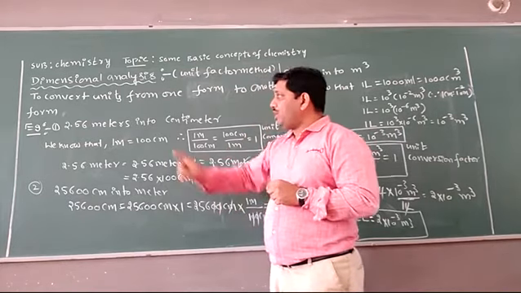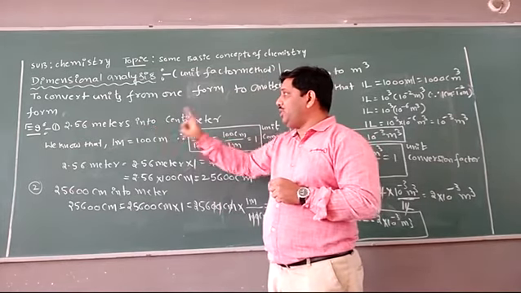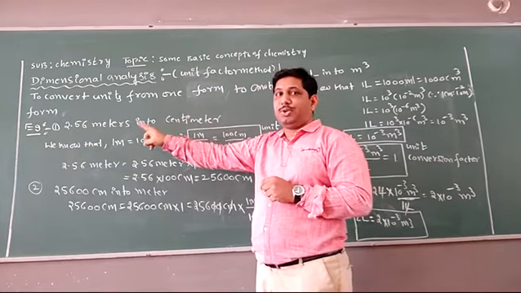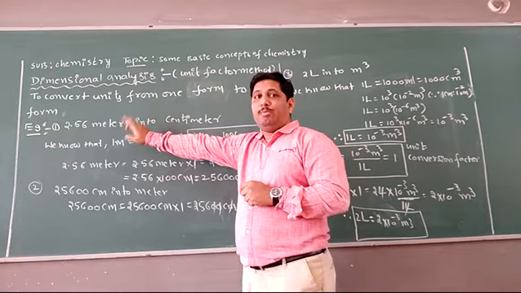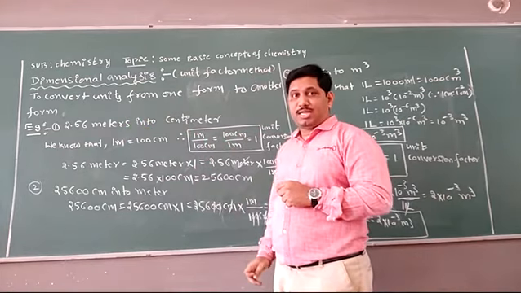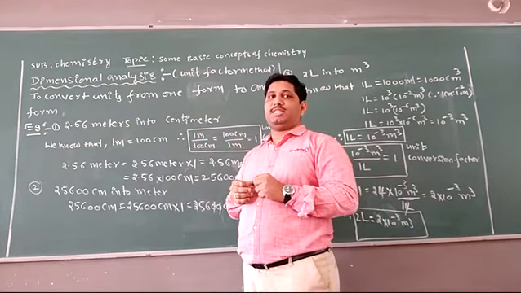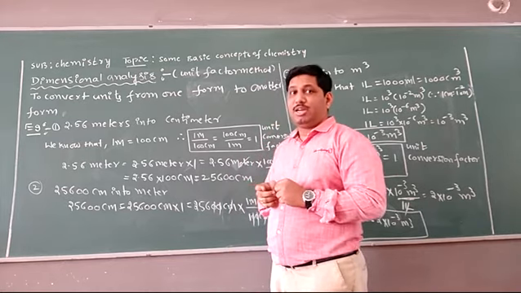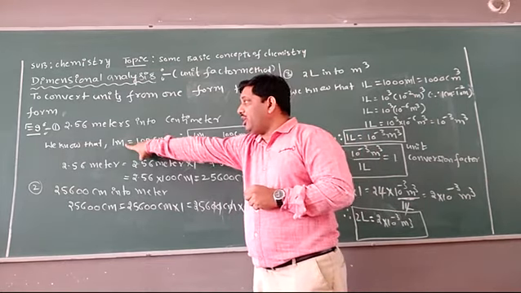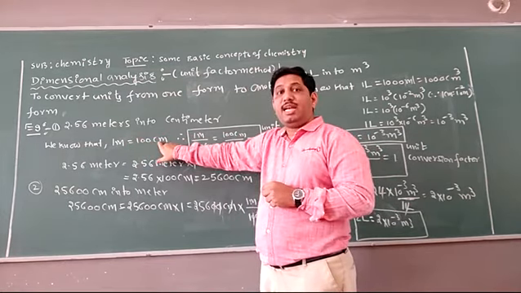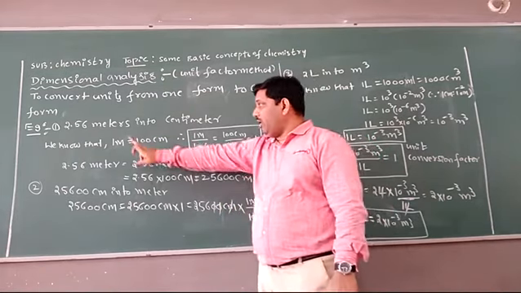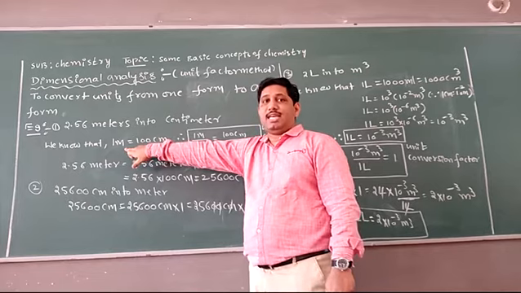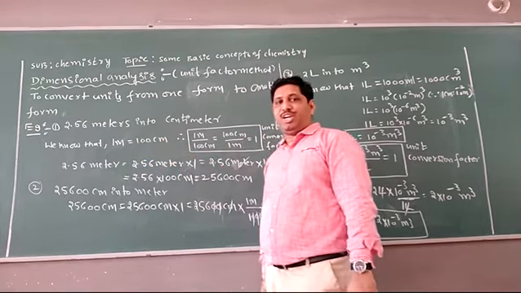They are asking to convert 2.56 meters into centimeters. Then you can identify the relation between meters and centimeters. We know that in SI system prefixes we are discussing meter, centimeter and millimeter. We know that 1 meter is equal to 100 centimeters. Therefore, both are equal. 1 meter is exactly equal to 100 centimeters.